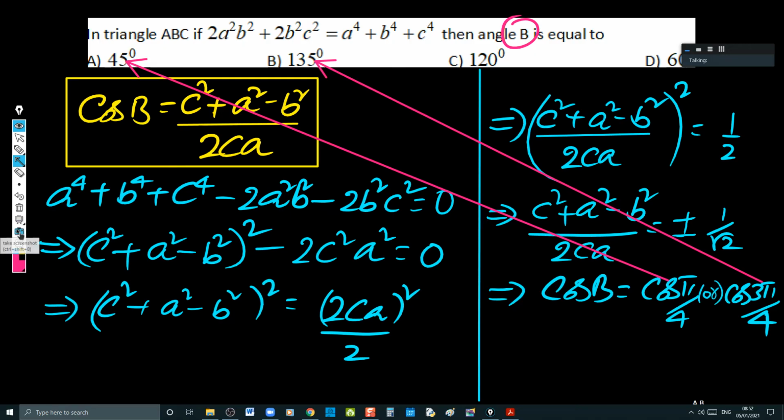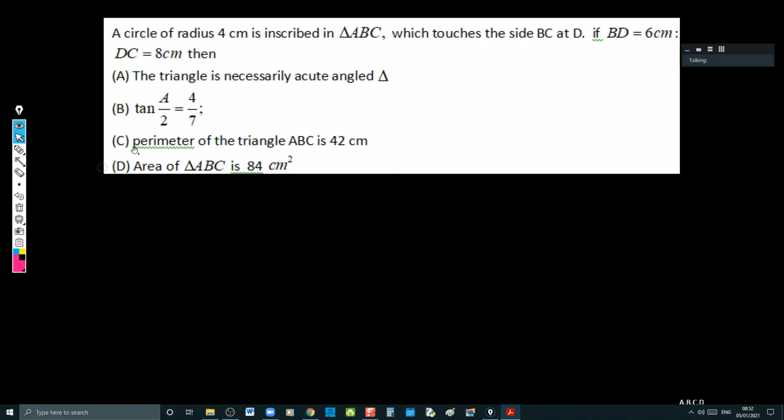Next one. It's also more than one correct answer question started now. In a circle of radius 4 centimeters inscribed in a triangle ABC, which touches the side BC at D, if BD is equal to 6 centimeters, DC is equal to 8 centimeters.